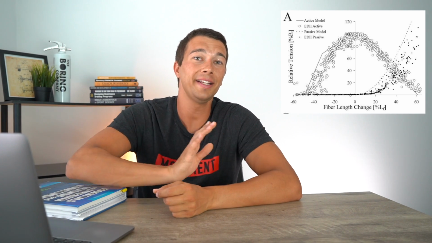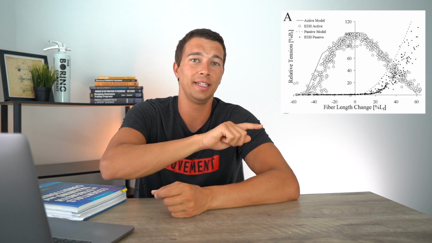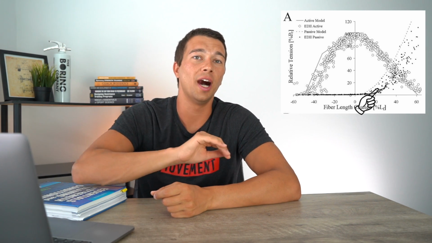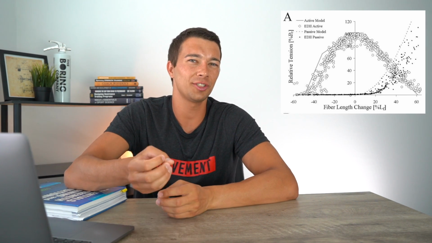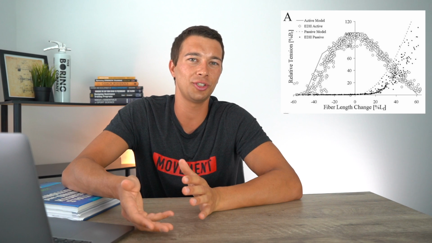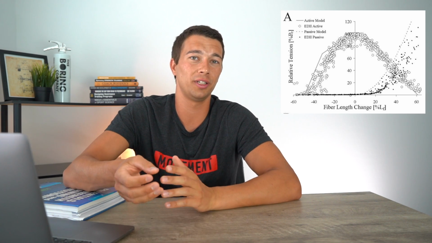And then towards the right side of these curves, what you'll see is a different dotted line that's going up as the muscle lengthens. And this is actually the passive component of the length-tension relationship, which is also really important to understand.